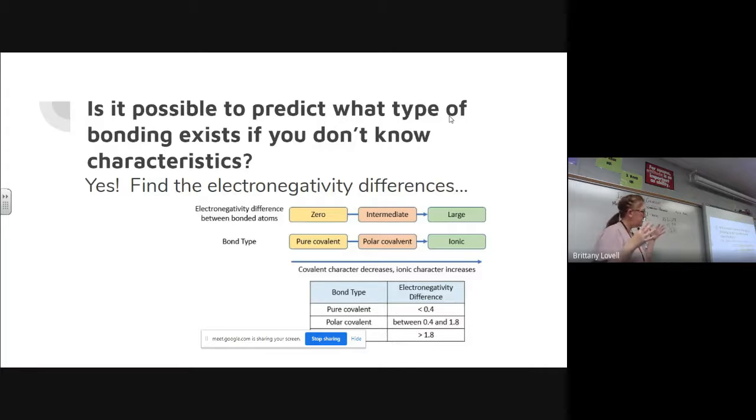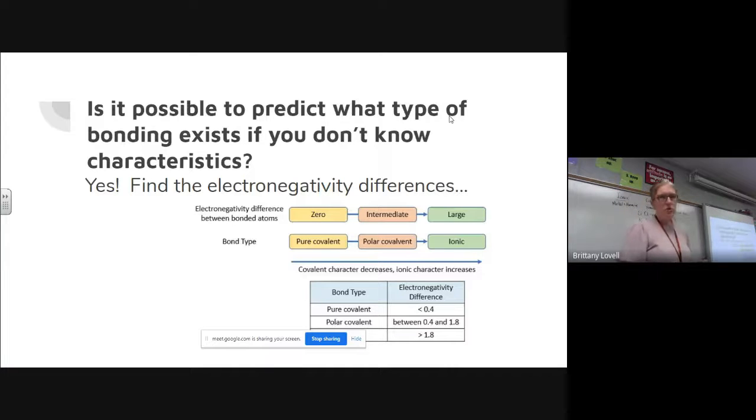So 2.18, where would that fall? Would that fall as being pure covalent or non-polar, polar covalent, or ionic? What would it be? Ionic, right? Because that's well above 1.8. So 2.18 would make this ionic. So did we support what we said? Yes. We predicted it would be ionic, and we proved it with electronegativity values.